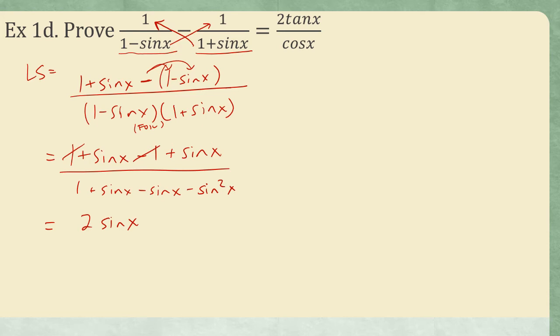At this point, it's looking promising because I have a 2 on the right, now I have a 2 on the left. Collect like terms on the bottom. Plus sine x minus sine x, they're gone. So 1 minus sine squared x. You could stop at this point if you wanted to and work with the right side. But let's keep going. 2 sine x over 1 minus sine squared. That's one of our Pythagorean identities, which is cos² x.